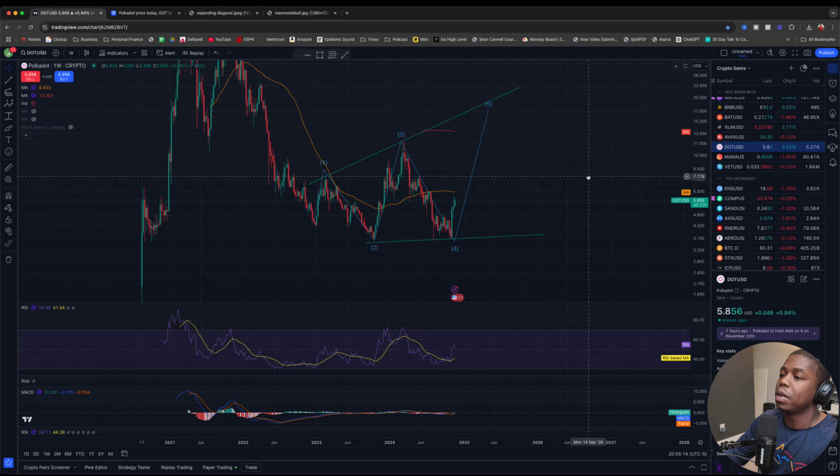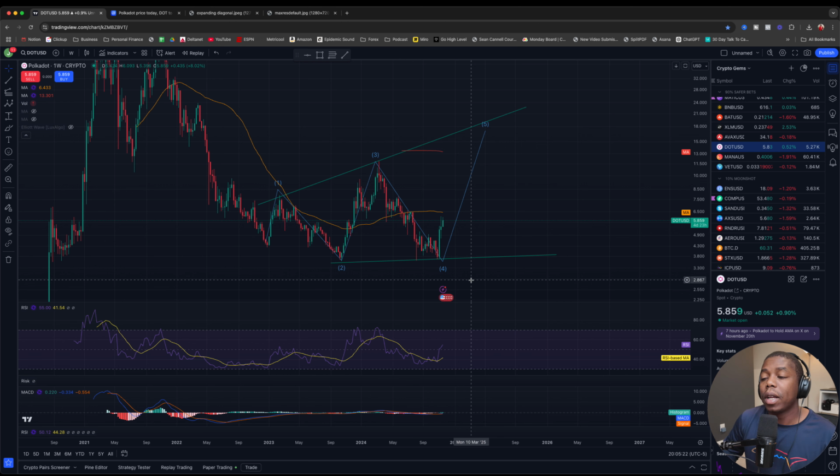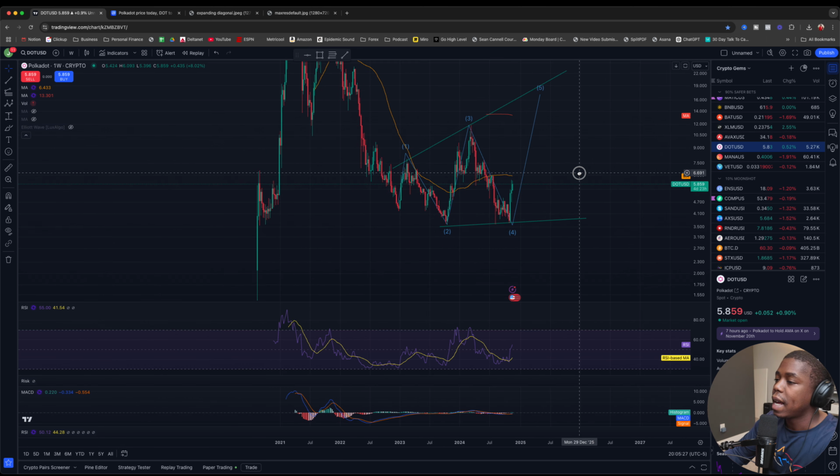And every single day on these different charts, you will see patterns. And this particular pattern is an Elliott wave pattern. I'm an Elliott wave trader. I at least like to use Elliott wave to do my technical analysis.